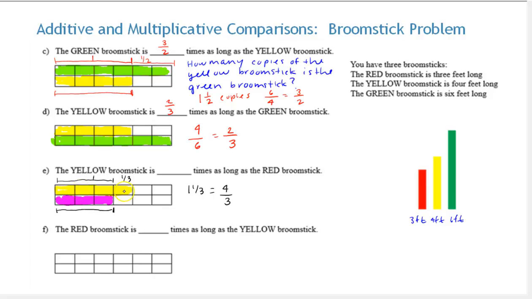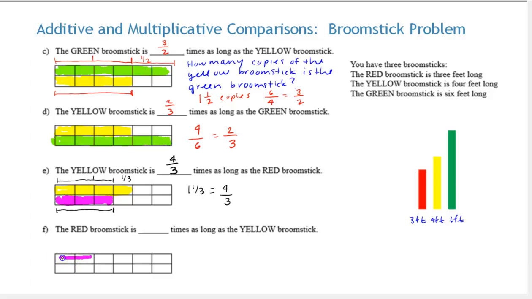So notice it's the length of yellow divided by the length of the pink. Okay, and again, remember that this is basically a division problem. We want to say how many copies of 3 are in 4. Well, that's the ratio 4:3. So 4/3.